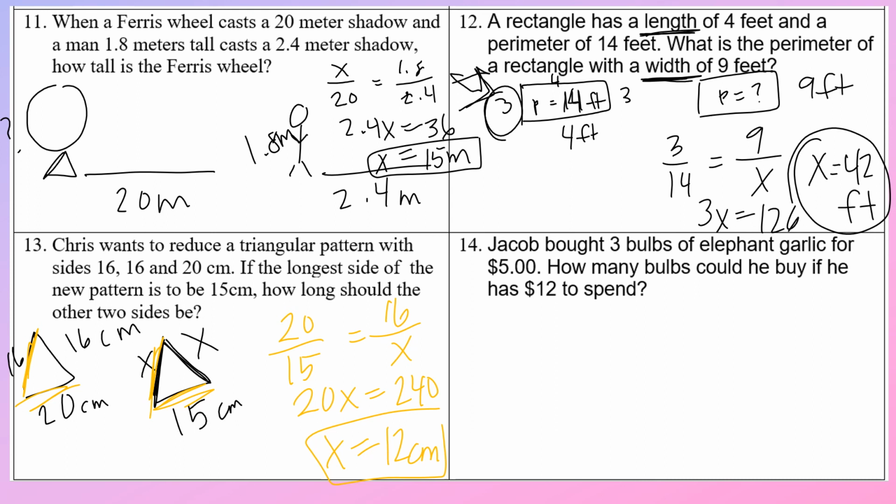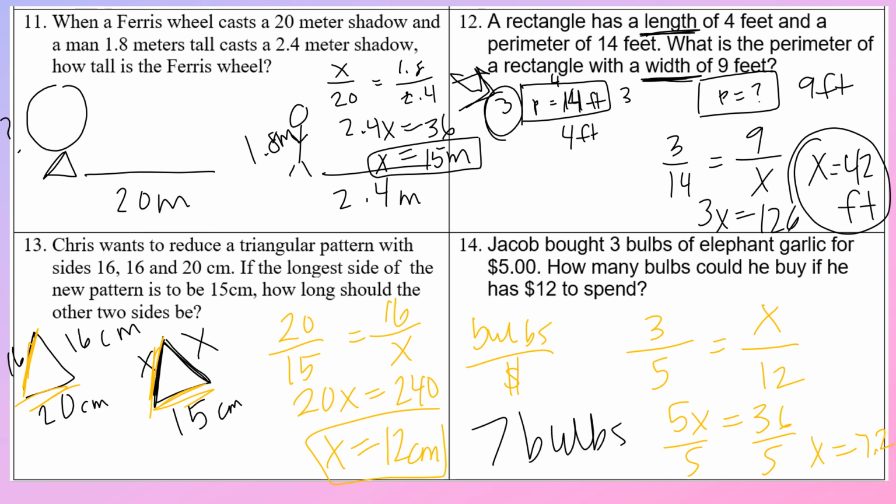Okay, Jacob bought 3 bulbs of elephant garlic for $5. How many bulbs could he buy if he has $12 to spend? So I did bulbs over how much it cost. So 3 bulbs, $5. How many bulbs for $12? 5 times x is 5x, 3 times 12 is 36. When you divide this out here, you get x equals 7.2. You cannot have 0.2 bulbs, so you want to round that back down and get 7 bulbs for $12. So you'd probably have a little bit of money left over, a couple cents.